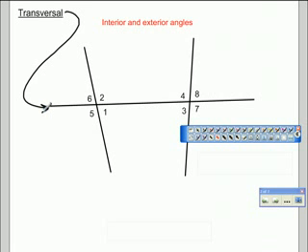So which angles are interior angles of this group? Which ones are to the inside? Angle 1, angle 2, angle 3, angle 4. These are my interiors. Which ones are my exteriors? 5, 6, 7, and 8. They're to the outside.